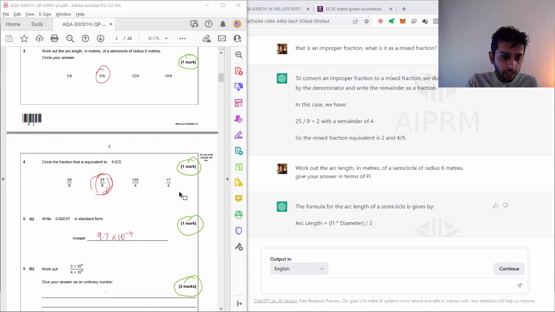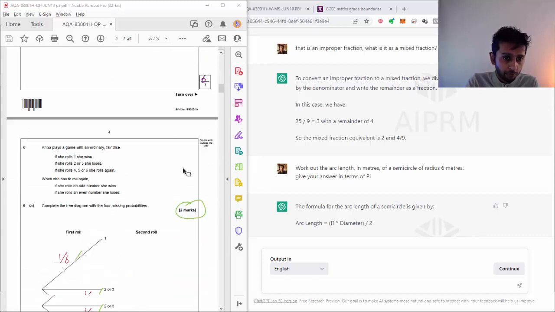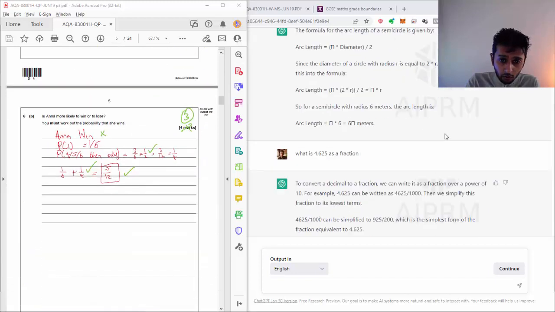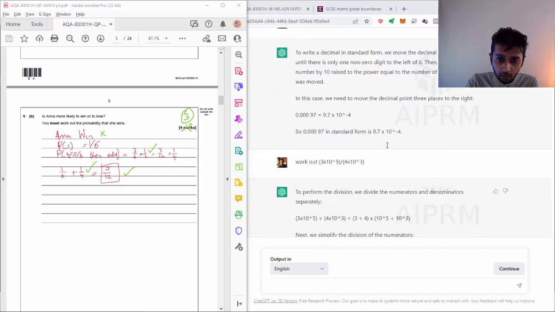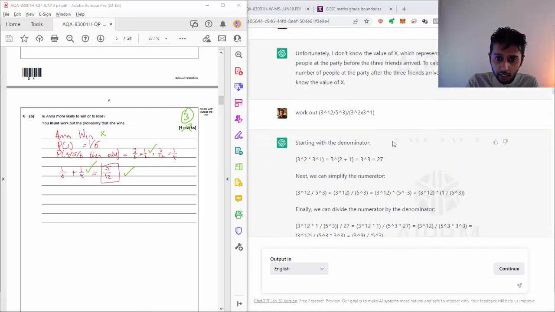Number 3 was fine. 4, 5, 5A, 5B were all fine. 6, the tree diagram was very good, although it dropped a mark on there because it said that Anna would be more likely to win.